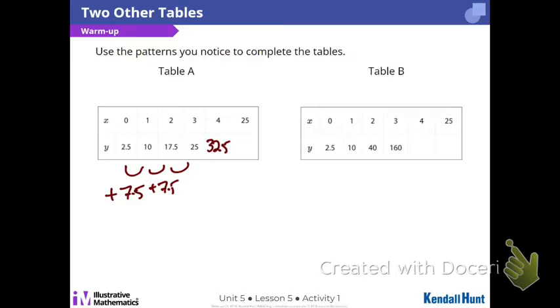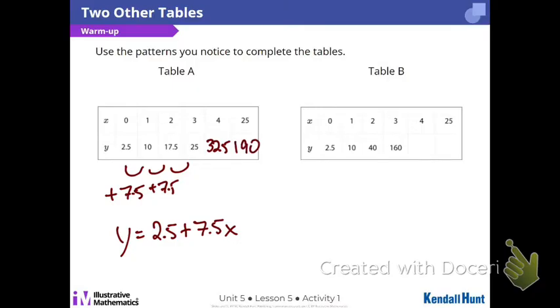So I'm going to choose to build a function so I can input 25 and get an answer. So y equals, what's my initial value? 2.5. And what's happening over and over? Plus 7.5. The number of times I add a difference of 7.5 depends on what my input is. So I need to add 7.5 25 times. 2.5 plus 7.5 times 25. That gives me 190. Okay?